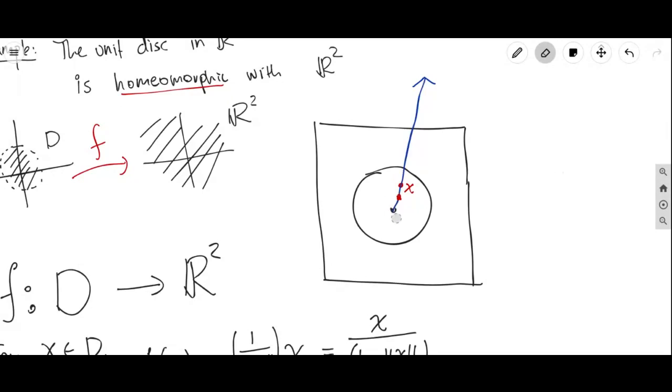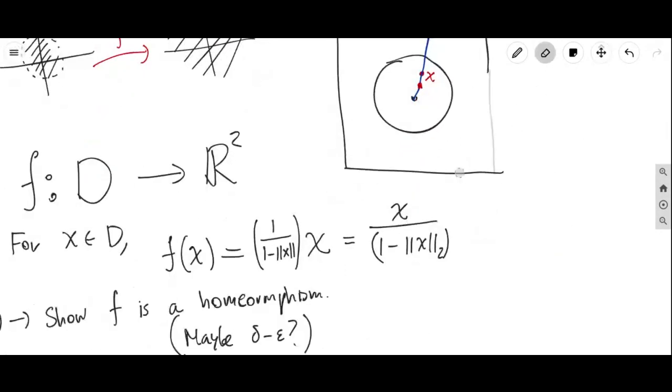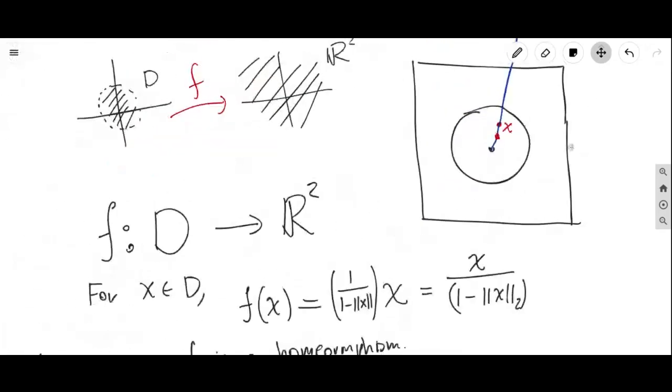The origin gets mapped to 0, of course, because the norm is going to be 0. So it's the origin, 0, 0, divided by 1. So that's going to be just 0. The origin will not move, but everything else gets moved. And then it should be clear that different points in the disk end up at different points in the plane. And furthermore, every point in the plane can be reached in such a way.